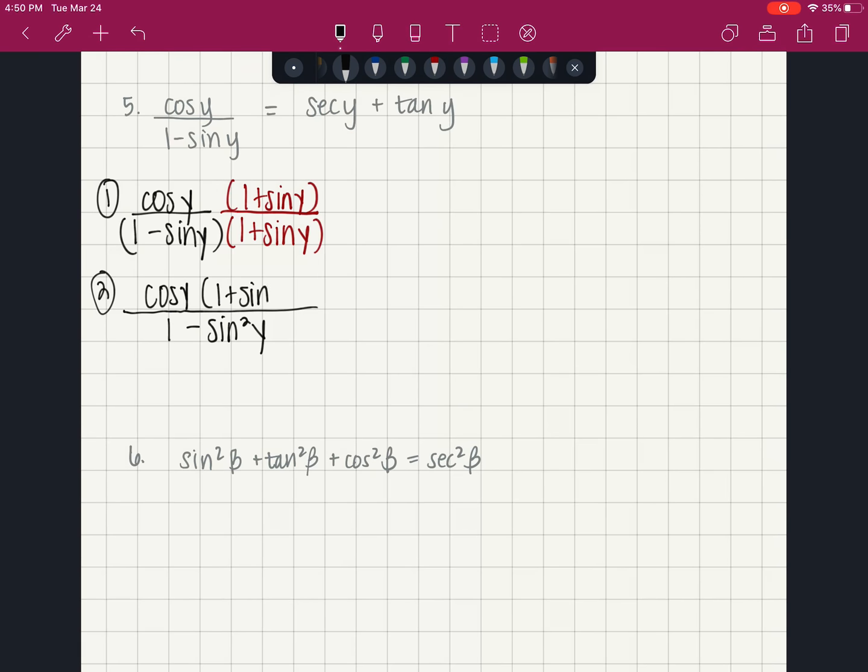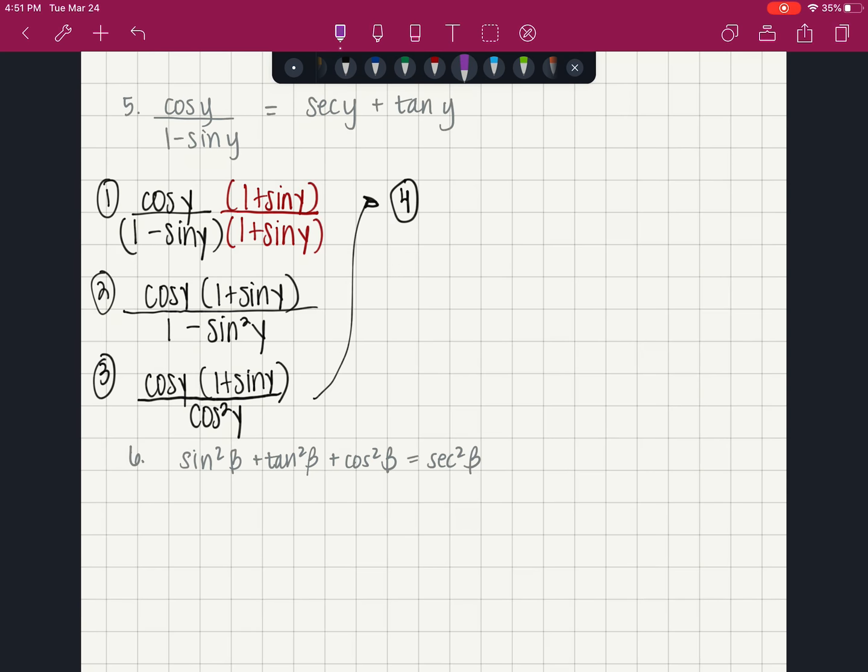So I'm going to leave the numerator just as a distributive property, a product of two factors. And I'm going to work with that denominator first. So I've got cosine squared of y in the denominator, and then cosine of y times 1 plus sine of y. Now, one of these cosines in the denominator is going to cancel out with the one in the numerator. So in the denominator, I have just cosine of y. And in the numerator, I have 1 plus sine of y.